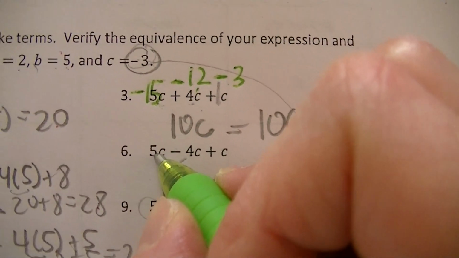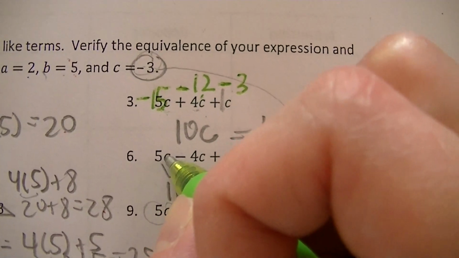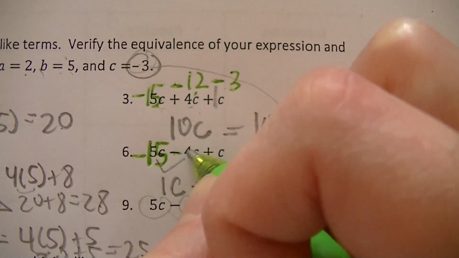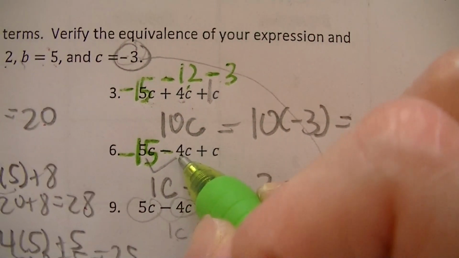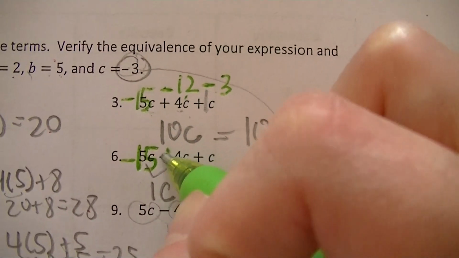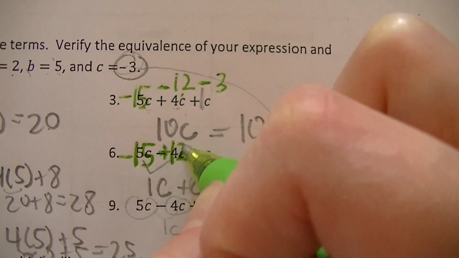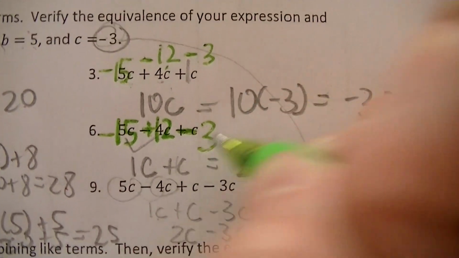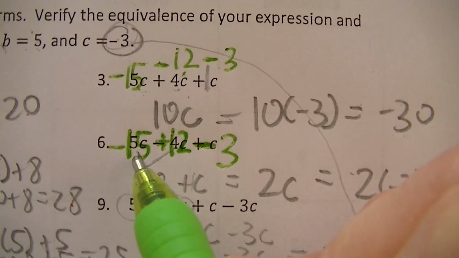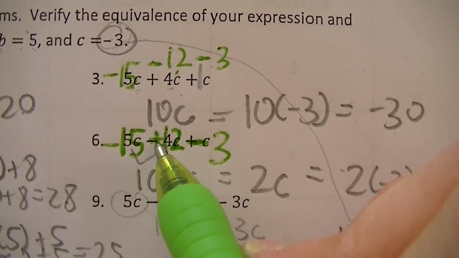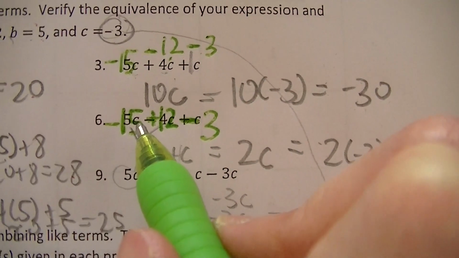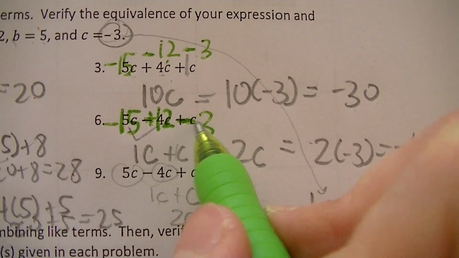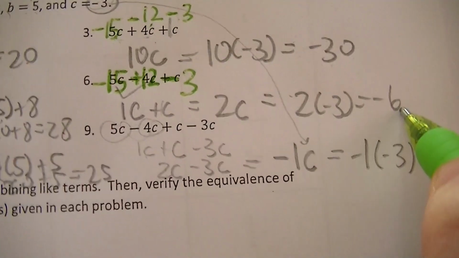Okay, right here plug in that negative 3. So 5 times negative 3 is negative 15. Minus 4, so negative 4 times negative 3 is a positive 12. Plus c, so c is negative 3, so minus 3. Okay, so negative 15 plus 12 is negative 3. Negative 3 minus 3 is negative 6, which is what we got.